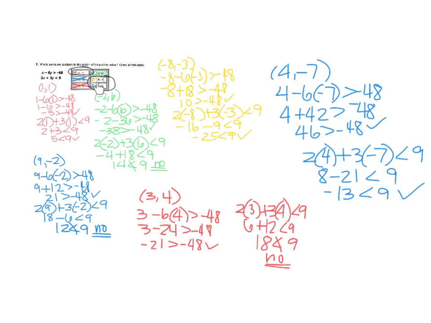So (-8, -3) works. Then when you tested (3, 4), it works in the first inequality, but not the second. 18 is not less than 9. So we do not include (3, 4) as a solution. Then last but not least, we test (4, -7), and we get 2 true mathematical statements. So we include (4, -7) as a solution.